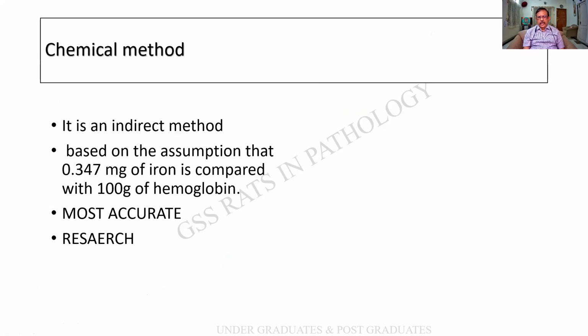Chemical method. After all, the basic function of the hemoglobin is to carry the iron. Therefore, if I know the amount of iron in your body, I can indirectly calculate the amount of hemoglobin also. Therefore, it is supposed to be most accurate, but it is used for research purposes, not for routine purposes.